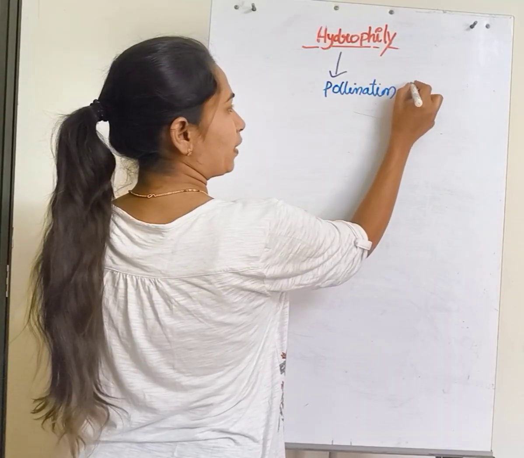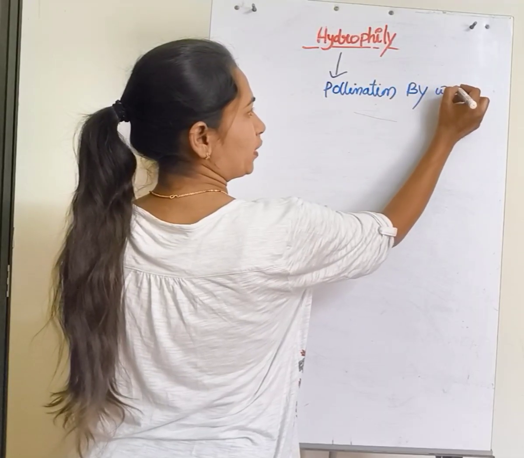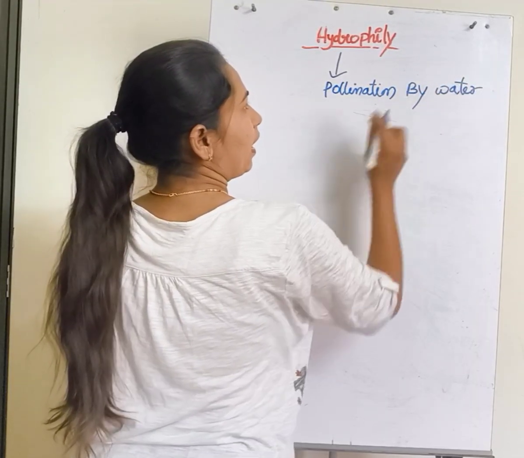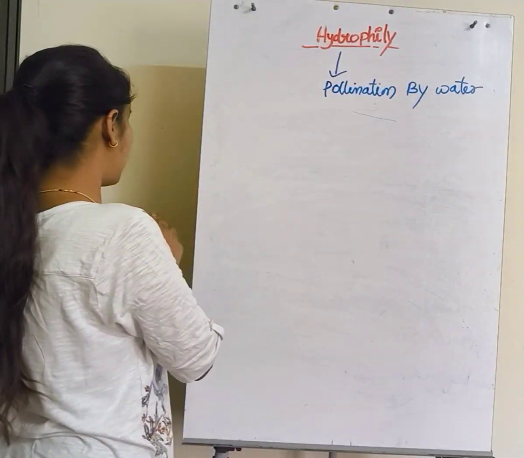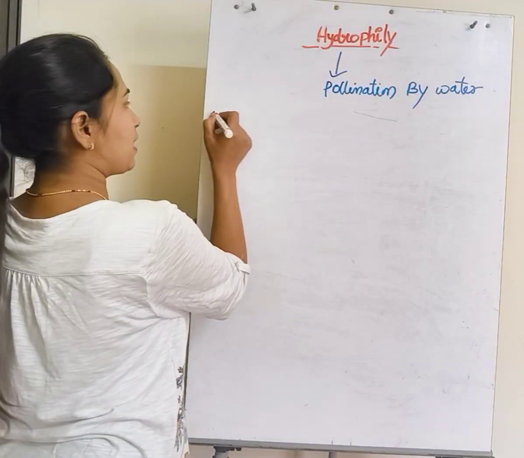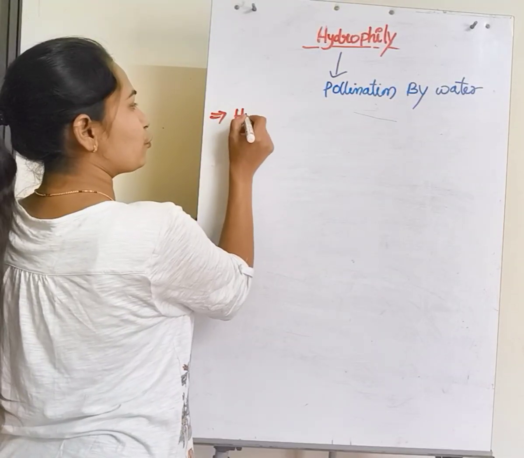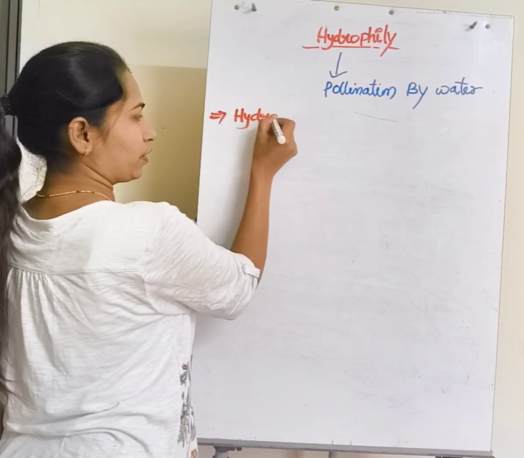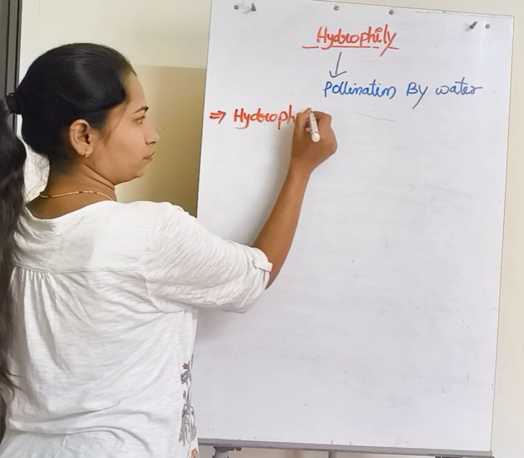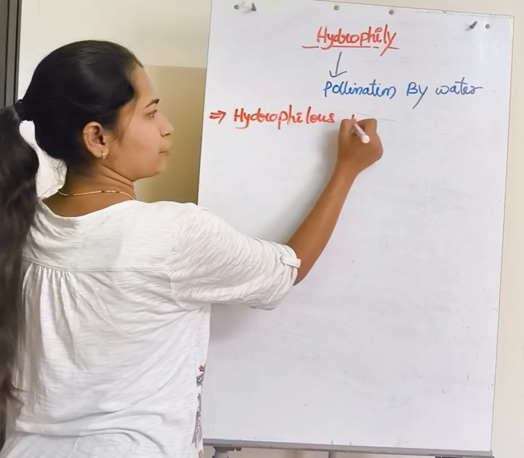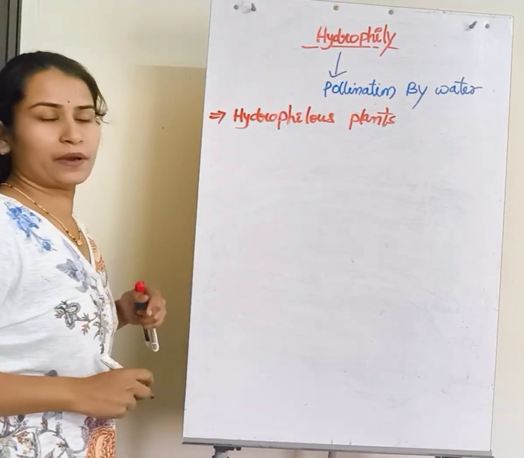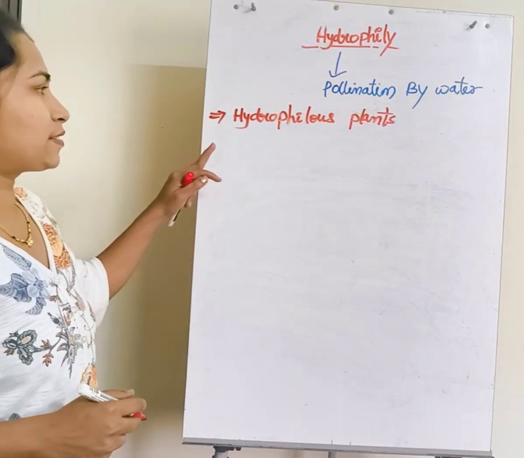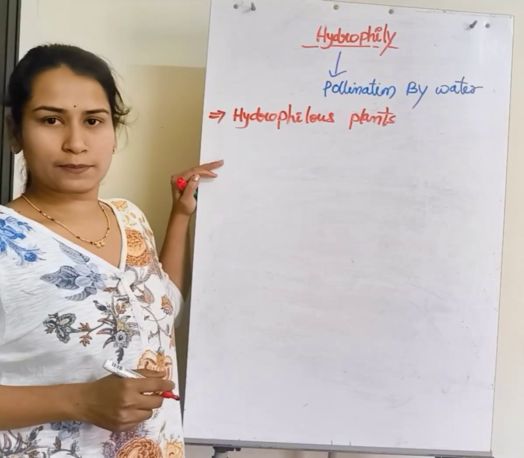Pollination by water is called hydrophily. And the plants which show the pollination by water are called hydrophilous plants.